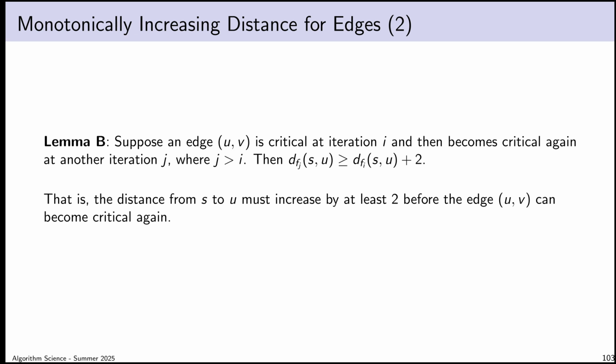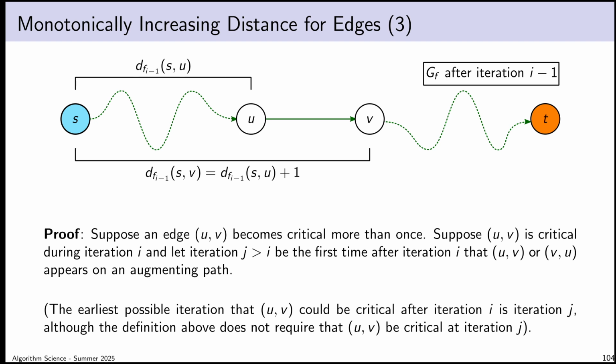So a way of parsing this, if we go back to our fact 3, is that the distance from S to U must increase by at least 2 before the next time that the edge UV can become critical. Okay, so the proof begins with a sort of weird notational quirk that I'll explain in a minute. So suppose that an edge UV becomes critical more than once. Suppose that UV is critical at iteration i, and then let iteration j, which is a number greater than i, be the first time after iteration i that this edge, this edge UV or VU, appears on an augmenting path.